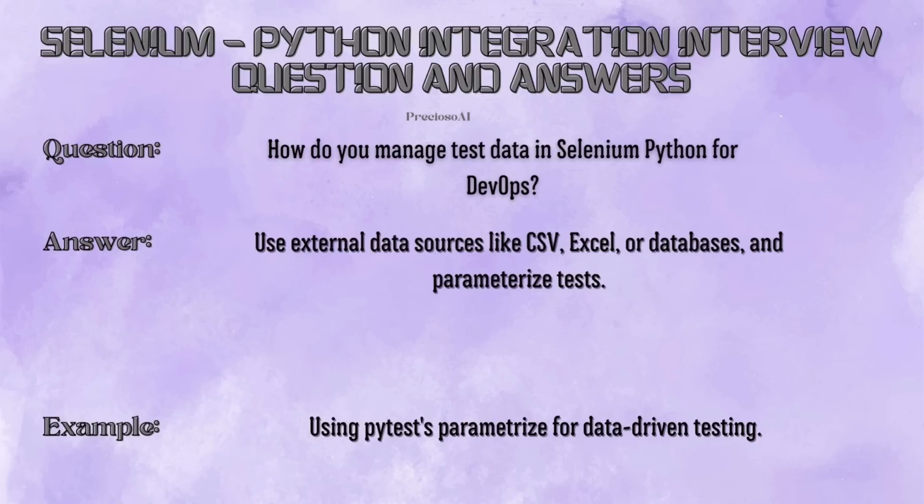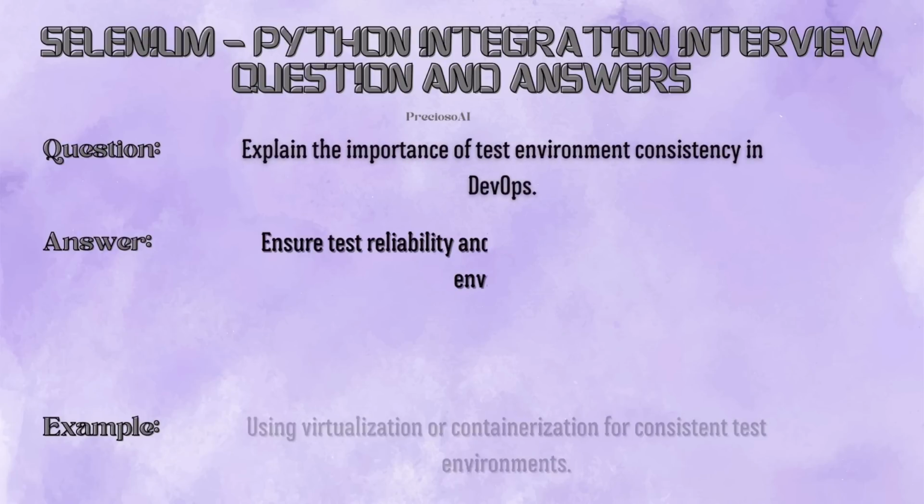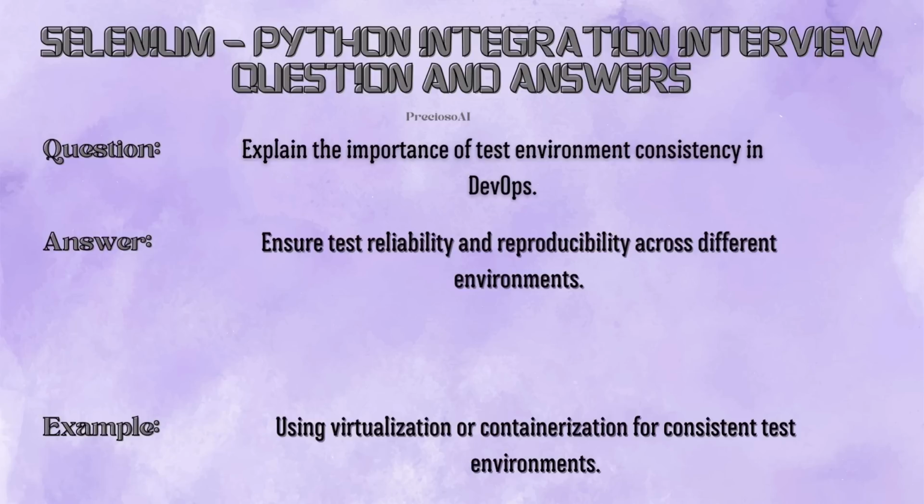Question: how do you manage test data in Selenium Python for DevOps? And the answer is use external data sources like CSV, Excel, or databases, and parameterize tests, for example using pytest parametrize for data-driven testing. Next question is: explain the importance of test environment consistency in DevOps.